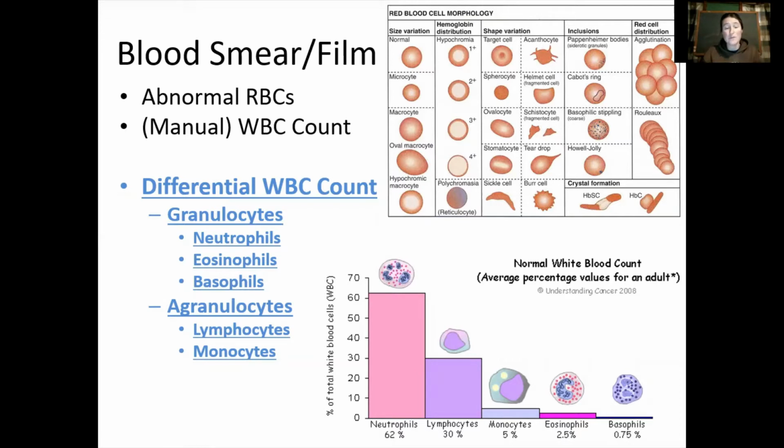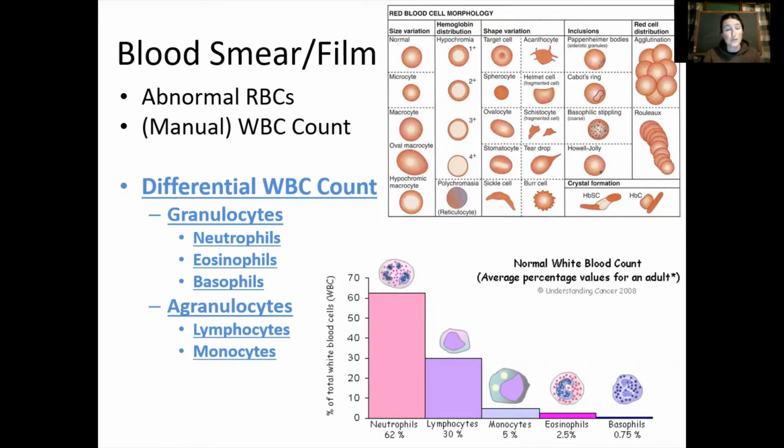Where we left off was talking about the 5 different types of white blood cells that we are going to cover this semester. First of all, we divided these 5 types into granulocytes, those that have granules or little vesicles within them containing different types of chemicals, versus the ones that do not have visible granules. Okay, so the granulocytes versus agranulocytes.